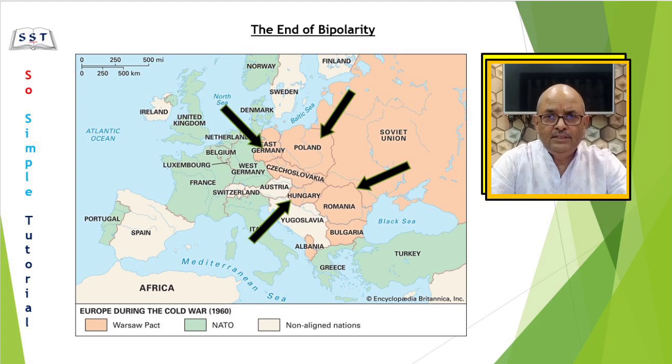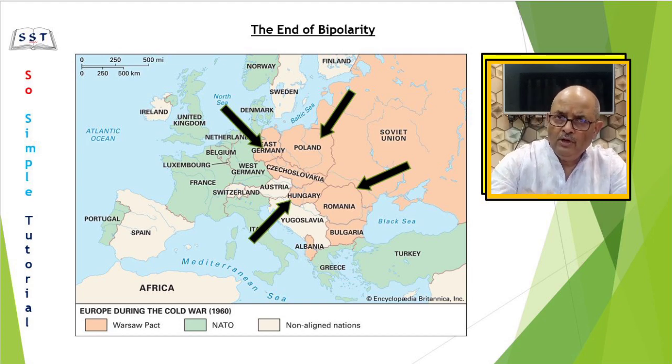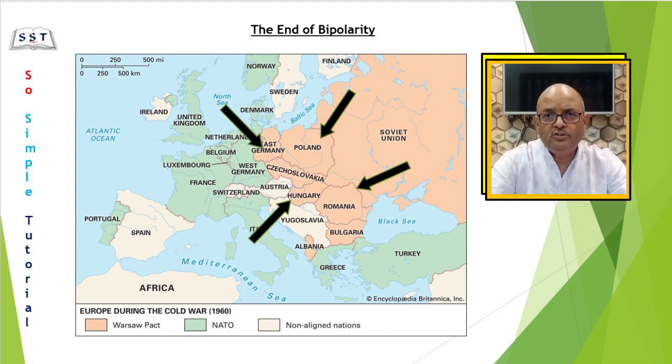People in these countries began protesting against their own government and Soviet control. As a result, one after another, these East European countries that were part of the Soviet bloc replaced their communist governments in response to the mass demonstrations. Later on, the Soviet Union also disintegrated. With this incident, bipolarity of the world also ended.